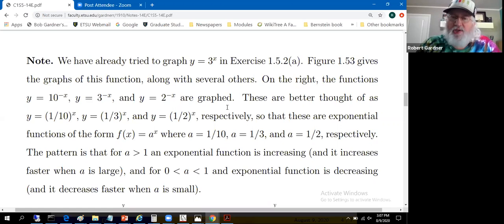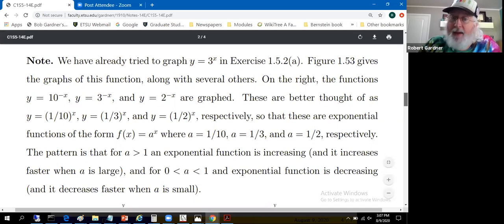For the conversation at hand, I'd like to change that a little bit. Instead of calling these y equals 10 to the negative x, let's take that negative exponent, put it on that 10, and think of this as 1/10 to the x power. 3 to the negative x, let's think of it as 1/3 to the x power. 2 to the negative x, 1/2 to the x power. So that these three functions we're going to look at on the right are actually exponential functions where the base is 1/10, 1/3, and 1/2. Remember, we looked at exponential functions base a, where a was positive and not 1.